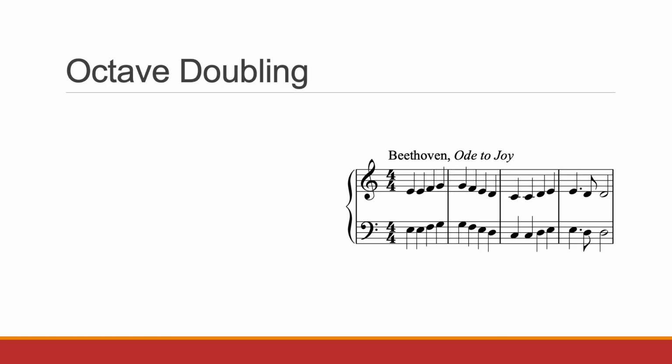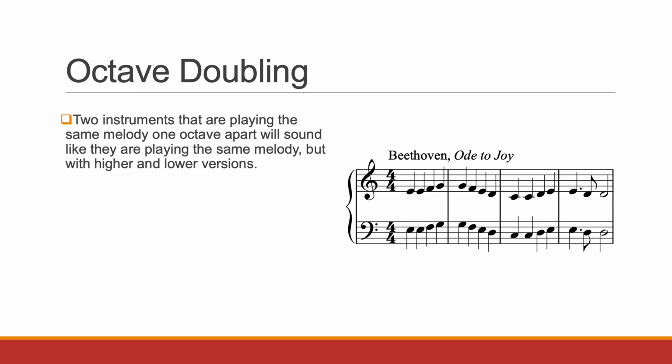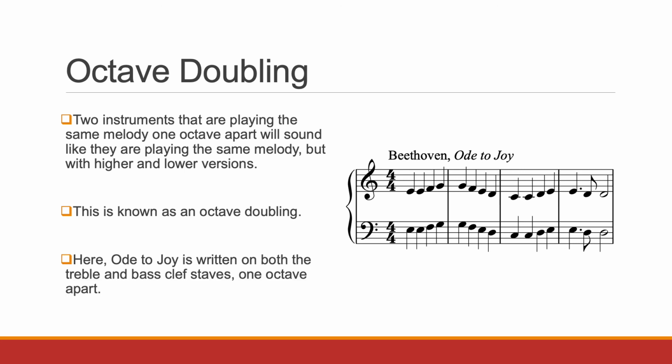Octave doubling. 2 instruments that are playing the same melody 1 octave apart will sound like they're playing the same melody but with higher and lower versions. This is known as octave doubling. Here, Ode to Joy is written on both the treble and bass clef staves 1 octave apart.